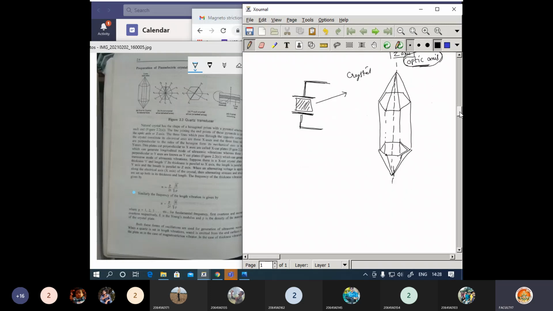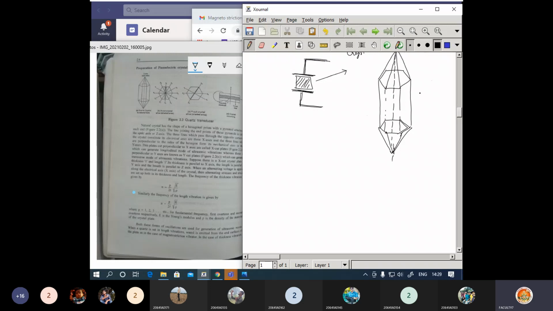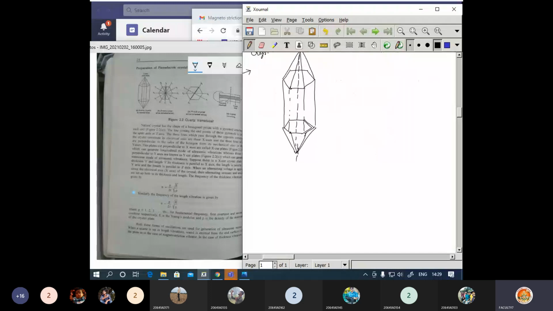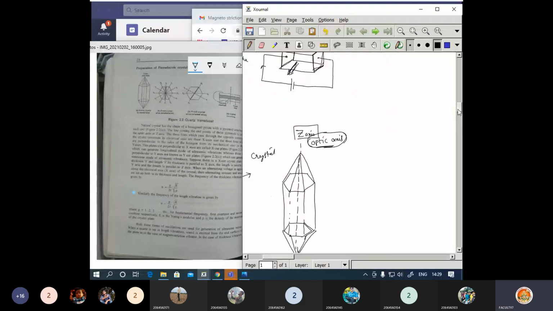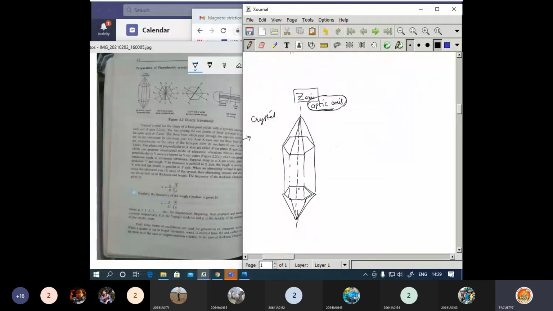Now what we are going to do is cut this crystal into small, thin pieces. This is going to explain a few more points. The entire crystal I had shown here, this dotted line is the z-axis, and we consider the z-axis as the optic axis. So you need to answer by referring to what the meaning of optic axis is. The answer is there in this diagram.